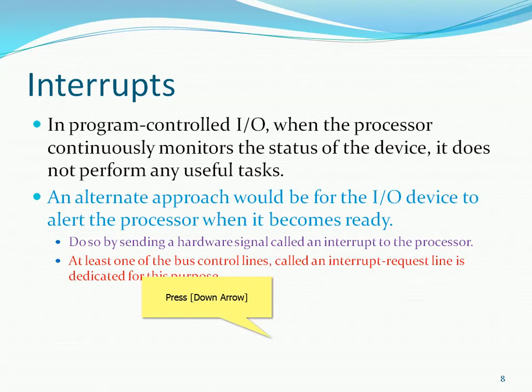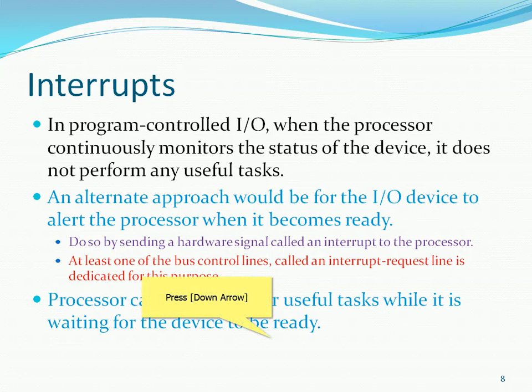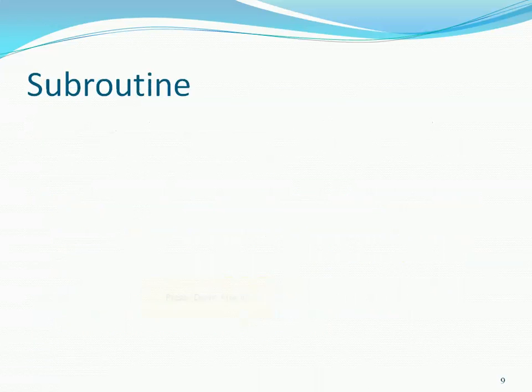At least one of the bus control lines, called the interrupt request line, is dedicated for this purpose. The processor can perform other useful tasks while it is waiting for the device. In the earlier approach, program-controlled IO, the processor gave its whole dedication to the devices. Now the processor can do its own job, and in the meantime it can also give attention to the device, but it is not necessary to stop the continuous execution of the program.